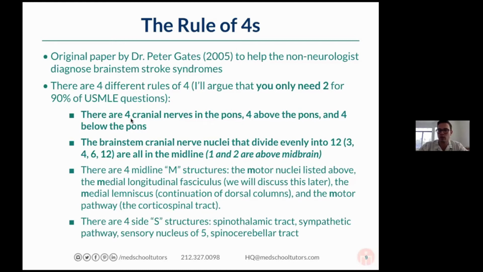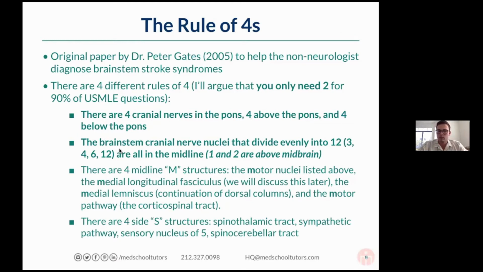And the one I want to focus on is there are 4 cranial nerves in the pons. And then note, there are 4 above the pons. They're not necessarily in the midbrain, but they are above the pons. And then there are 4 below the pons. So I think that's the most important rule. And if you think back to our last slide, I put 5, 6, 7, 8 in the pons, 3 and 4 in the midbrain, 1 and 2 are higher. And then I put 9, 10, and 12 in the medulla and 11 below.